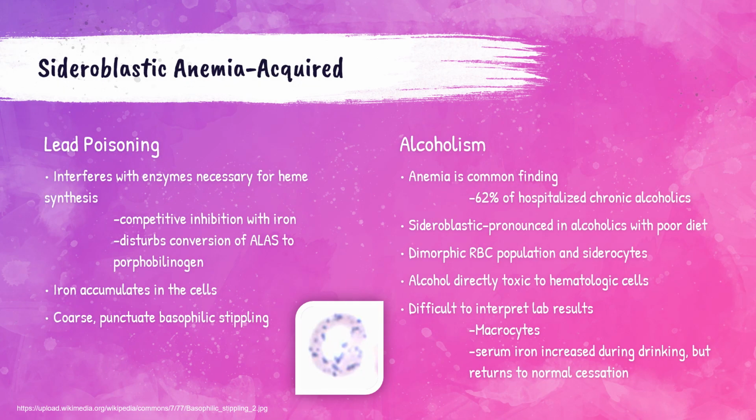Two acquired reasons for the development of sideroblastic anemia are lead poisoning and alcoholism. Now, lead competes with iron in the body, and iron, of course, is important for heme and hemoglobin to be made. So when high levels of lead are in the body, this is going to compete with the iron and it's going to disturb the production of hemoglobin. And of course, this results in a ton of iron accumulating in the cells.